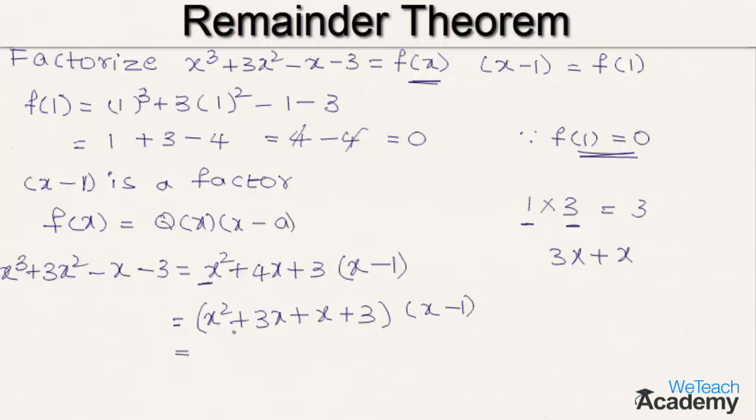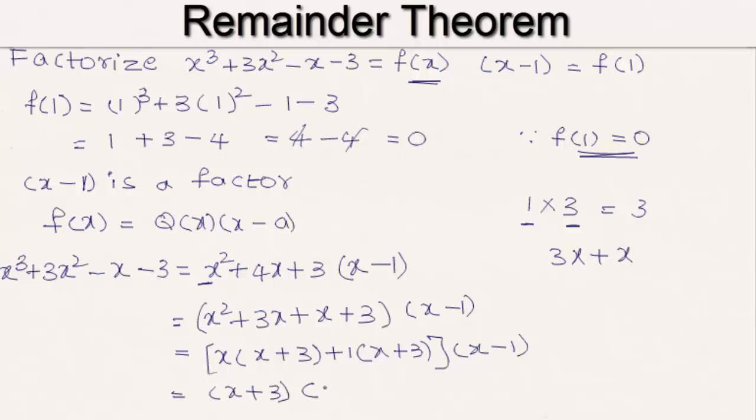Let us take x as a common factor from the first two terms. We get x into x plus 3, and let us take 1 as a common factor from the remaining terms. We get 1 into x plus 3, into x minus 1. And again, let us take x plus 3 as a common factor. We get x plus 3 into x plus 1 into x minus 1. So we get the factors of the function f of x as x plus 3 into x plus 1 into x minus 1.